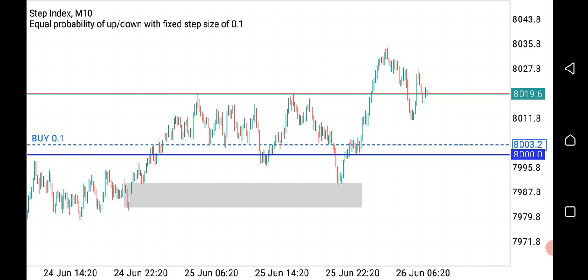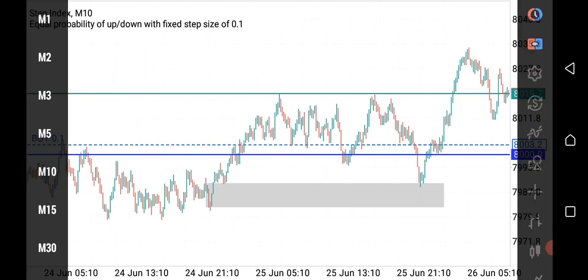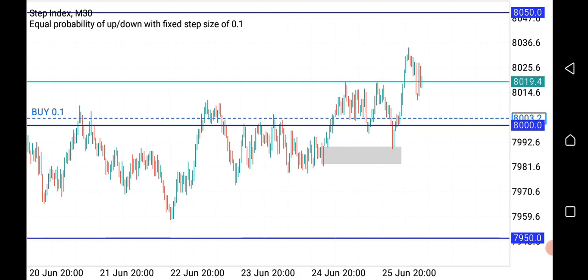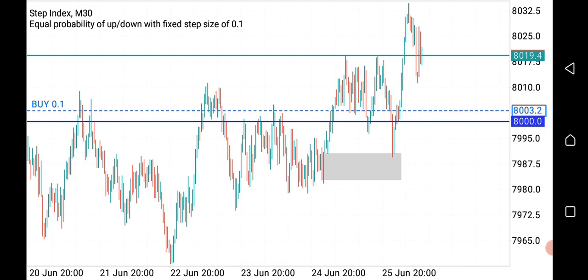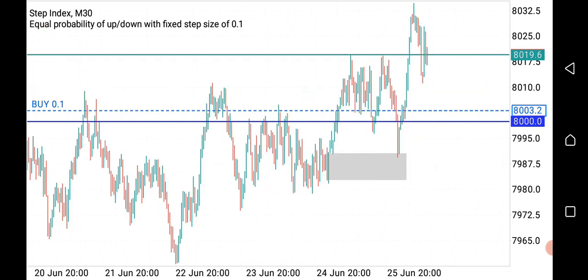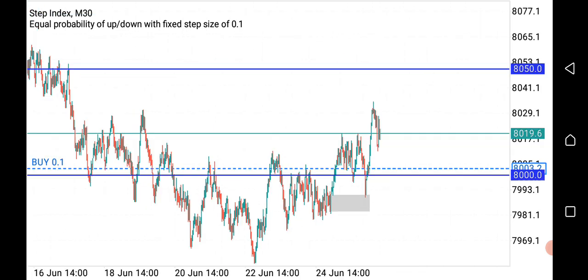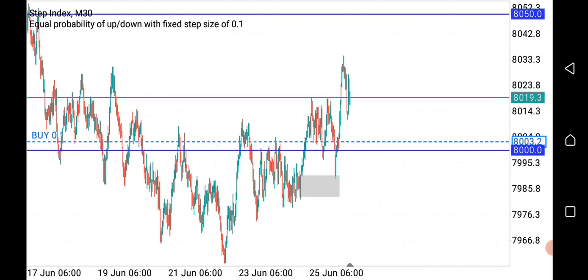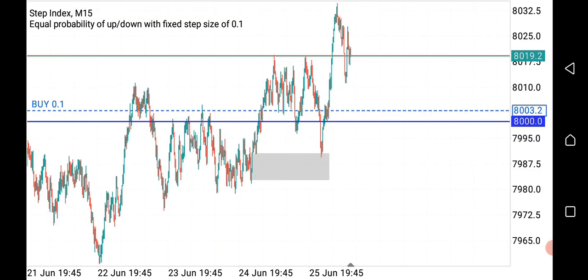So you can go ahead and add more lines. I can actually add more lines, more psychological levels to the screen, and wait for the market to get to it. So in doing your top-down analysis, you first of all define the trend of the market. Then you trade alongside the trend.